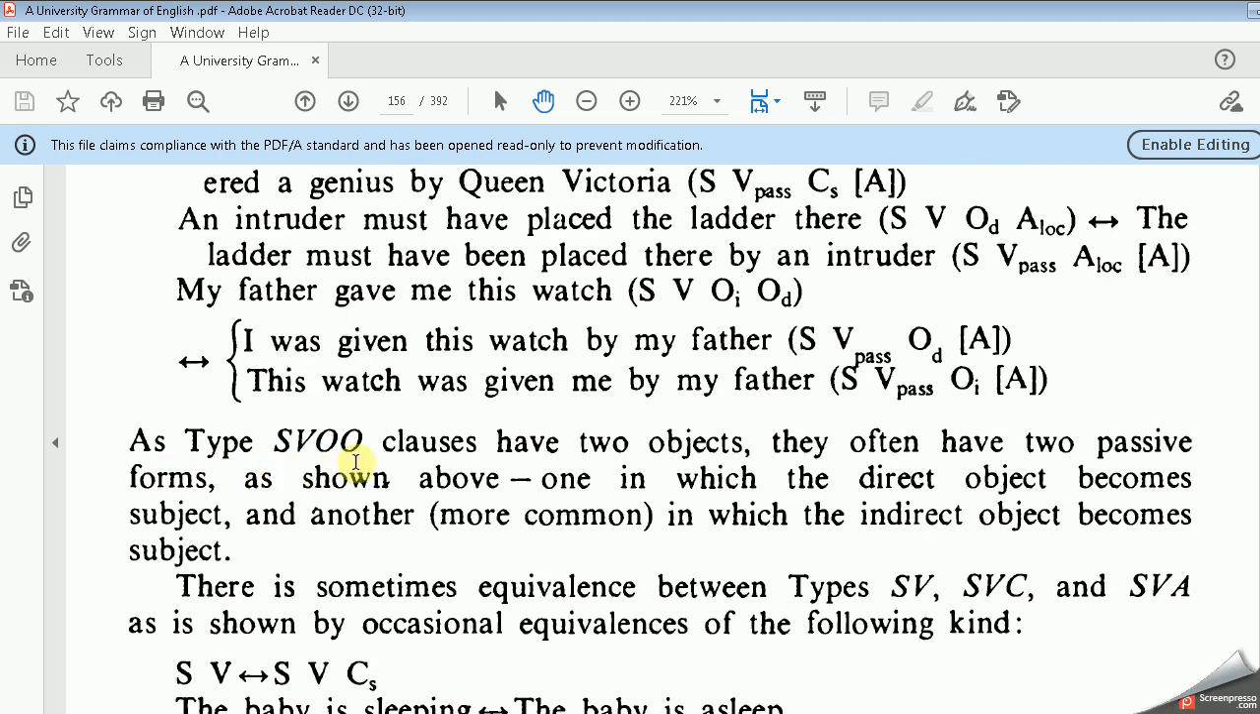As a type of SVOO clause, it has two objects, because we have a direct and an indirect object. They often have two passive forms. When we transform this sentence into the passive form, it can be transformed into two types. My father gave me this watch: I was given this watch by my father, and this watch was given to me by my father. These are the two passive forms shown above, one in which the direct object becomes the subject, and another, which is the more common, in which the indirect object becomes the subject.